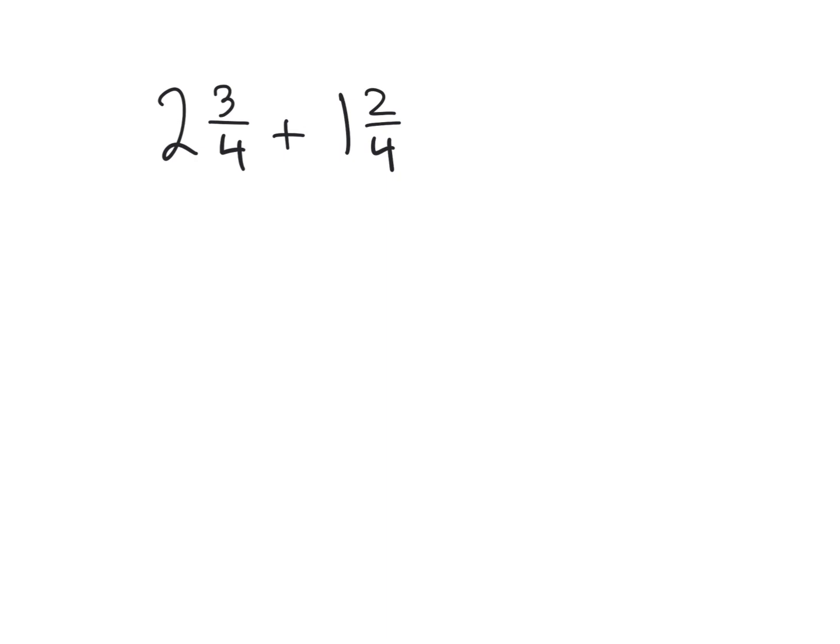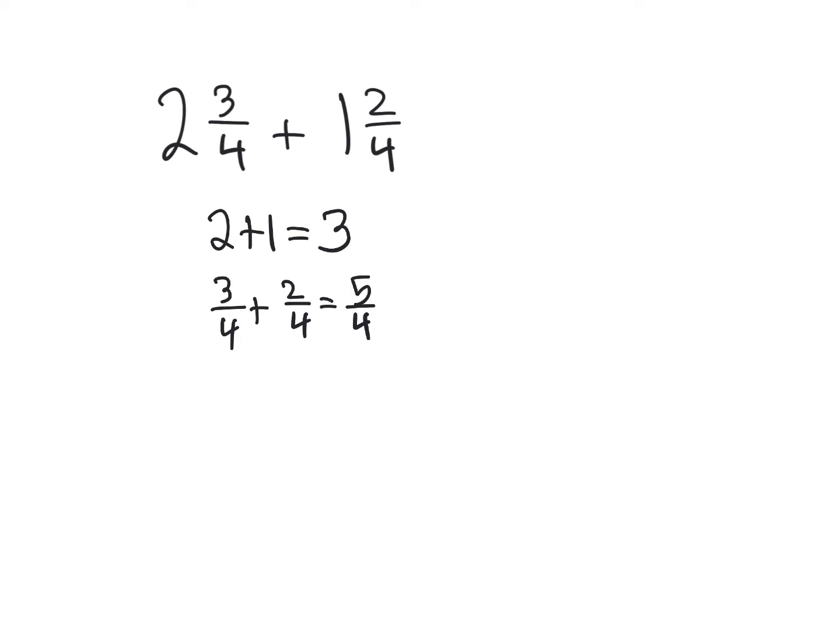So this one's a little bit more complicated than the last one. I'm going to start off by doing the same thing. I'm going to add the whole numbers, 2 plus 1, and that's 3. Then I'm going to add the fractions, 3/4 plus 2/4, and that is 5/4. So some people might say that this is 3 5/4, but you cannot leave it as 3 5/4. You have to change it. And so you have to change 5/4 into a mixed number.